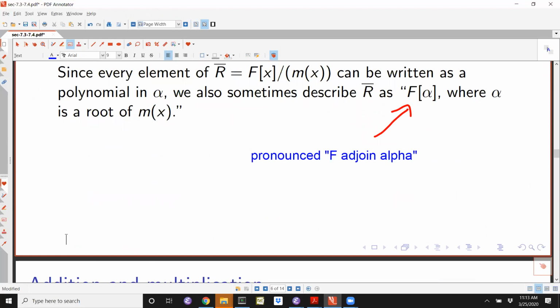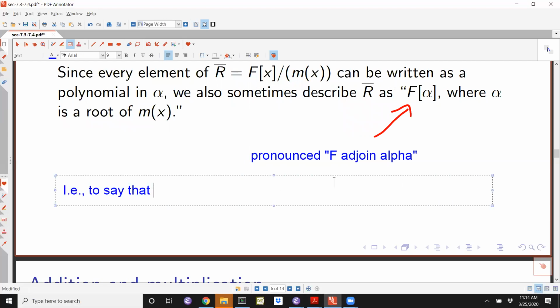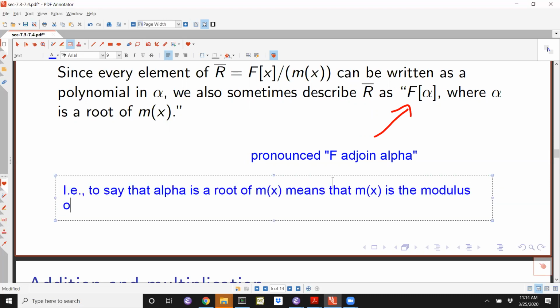In other words, to say that alpha is a root of m of x means that m of x is the modulus of the ring F adjoin alpha.